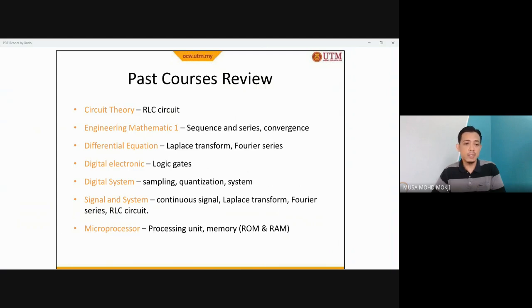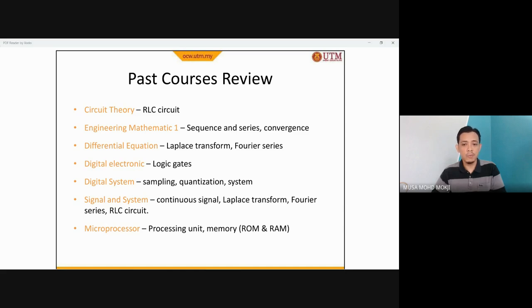So you have learned circuit theory, the RLC circuit. It's related. Engineering mathematics 1, so you have learned about sequence and series, convergence. We're going to look at that again. Differential equation, you have a Laplace transform, Fourier series. So you're going to look at that again in the discrete form.